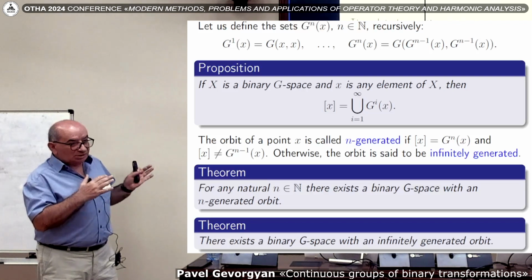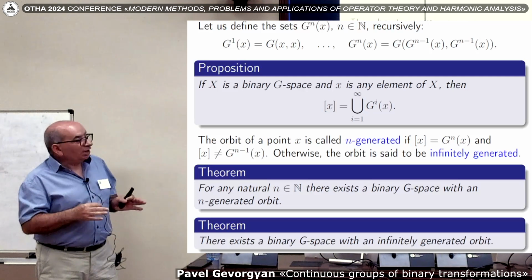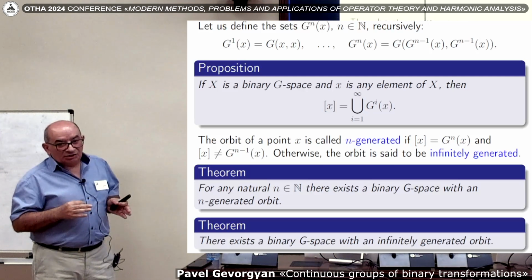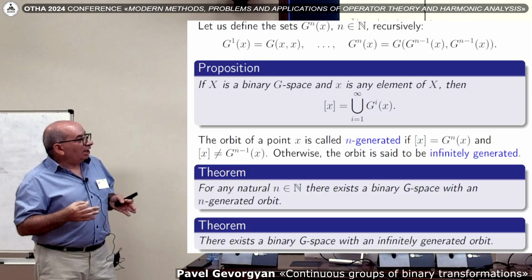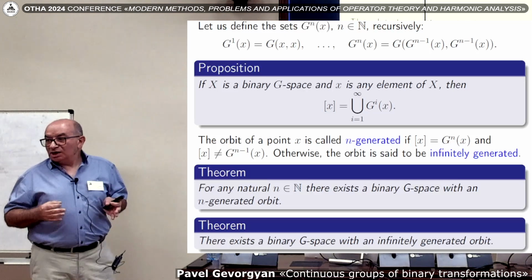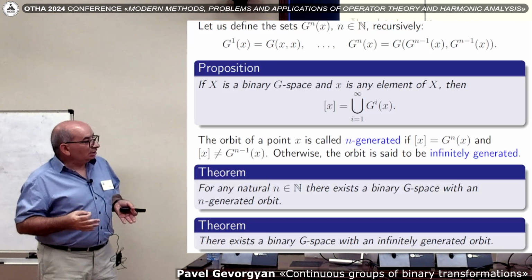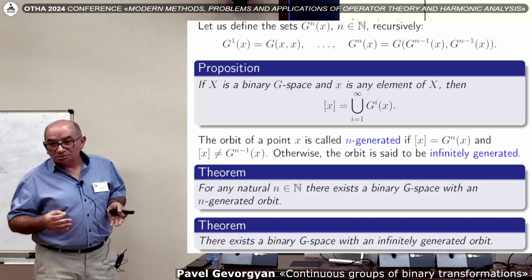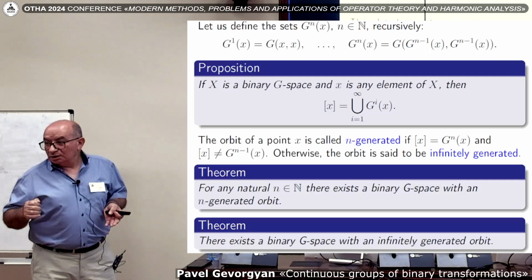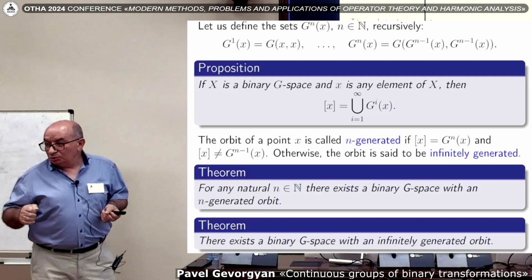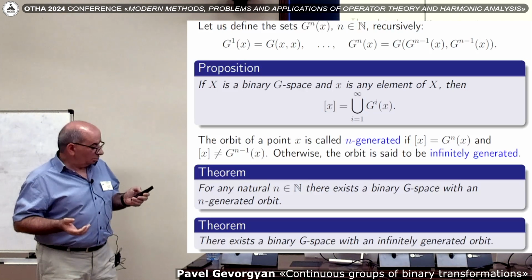The following two results are true. For any natural n, there exists a binary G space which has an n-generated orbit. And there exists a binary G space which has an infinitely generated orbit. To prove these theorems, we give suitable examples for each n.